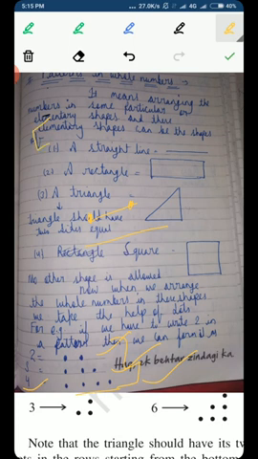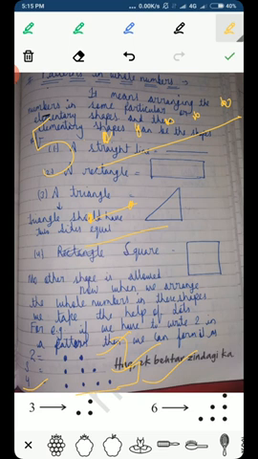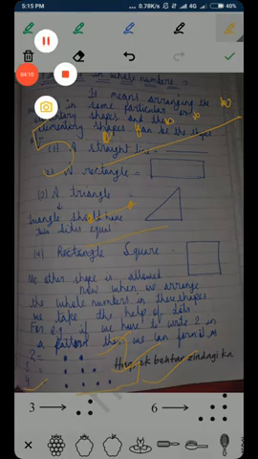If you have to express 5 in the pattern of a straight line with the help of dots, then you will draw 5 dots: 1, 2, 3, 4, and 5. So this is the pattern of a straight line in which we have expressed the whole number 5. This is how we express the whole numbers in patterns, and we have done the pattern of a straight line. Now we will see how we express these whole numbers in the pattern of a rectangle, triangle, and square using dots.